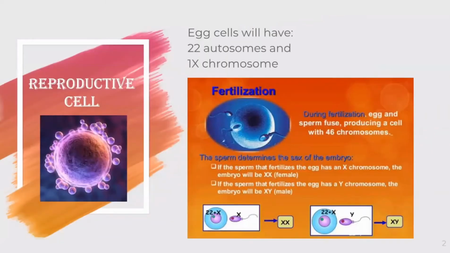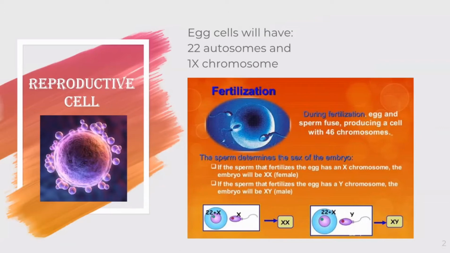Reproductive cell. Gametes are an organism's reproductive cells. They are also referred to as sex cells. Female gametes are called ova or egg cells, and male gametes are called sperm. Egg cells will have 22 autosomes and 1 X chromosome. Sperm cells will have 22 autosomes and either 1 X or 1 Y chromosome.